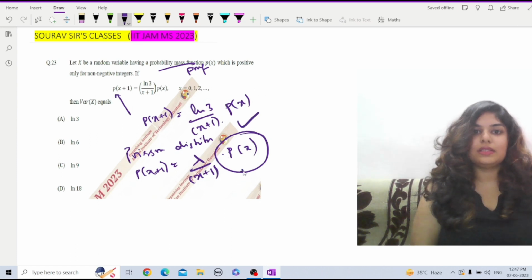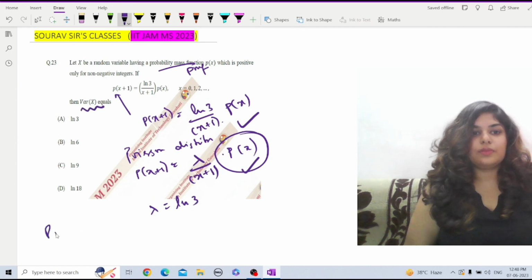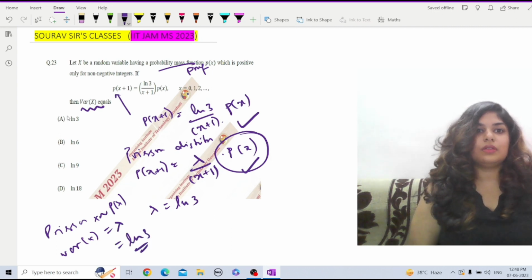So if I compare this and this, then I can say that lambda is equal to ln 3. Now we have to find out the variance of x. We know in Poisson distribution, if x follows Poisson with parameter lambda, then variance of x is equal to lambda. So here it is equal to log 3. So the answer is A.